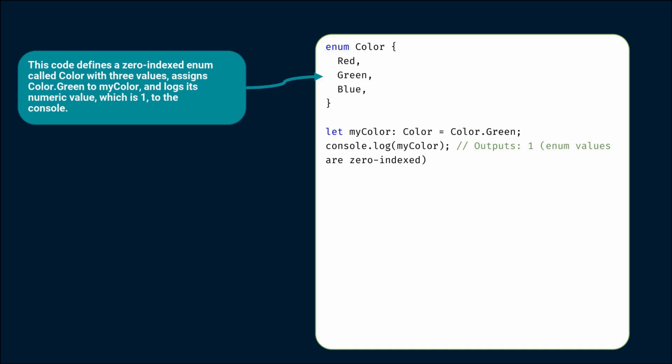This assignment gives myColor a meaningful name instead of a bare number, enhancing code clarity and making it easier to understand what color is being referenced. Finally, when we log myColor to the console, it outputs 1, which is the numeric representation of the color green. By using enums, we maintain a clear and maintainable codebase, leveraging descriptive named constants instead of arbitrary numeric values, which ultimately improves readability and reduces potential errors.